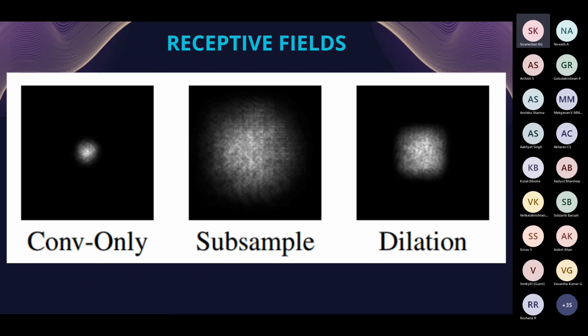So this is how your receptive field would change. Subsampling basically means you're pooling layers. So when you do a max pool or average pool, your receptive field will increase a lot. Next, we'll see what dilation is.